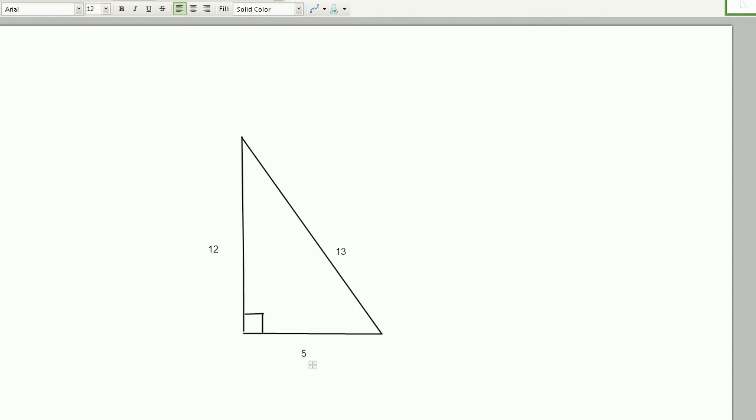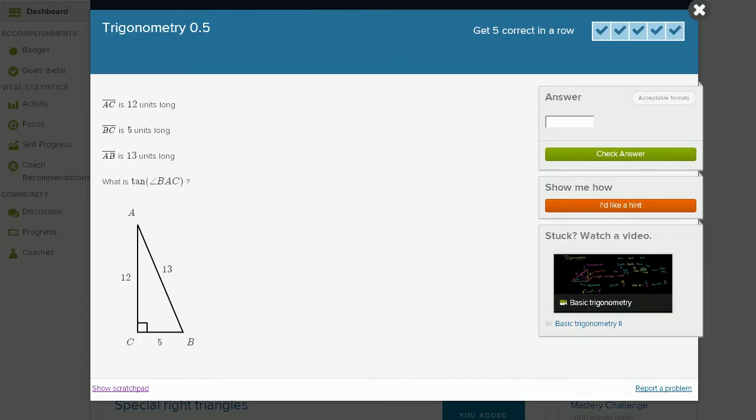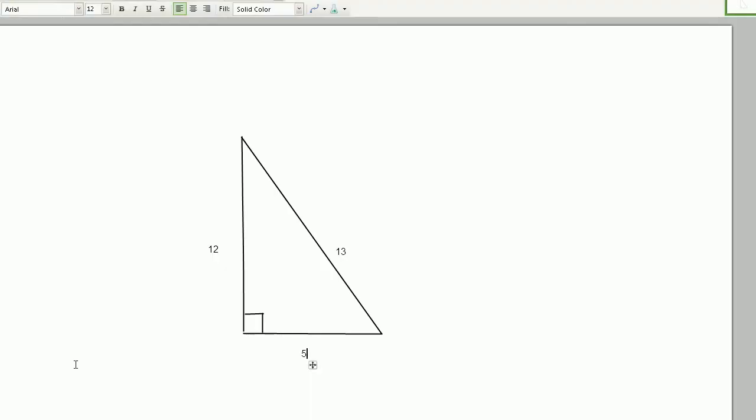So then, we want to know what angle they want us to look for. This is BAC. So they want us to look for BAC, which would be the top corner one. So, BAC would be, let's write this, this one.